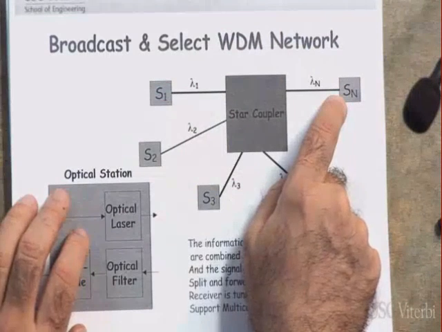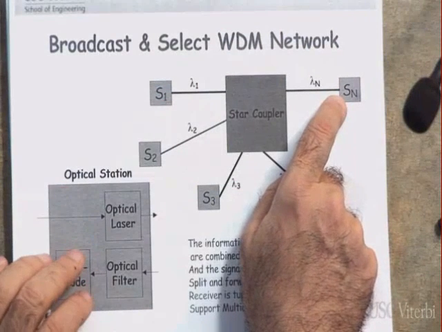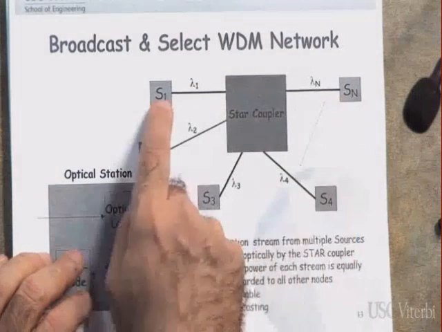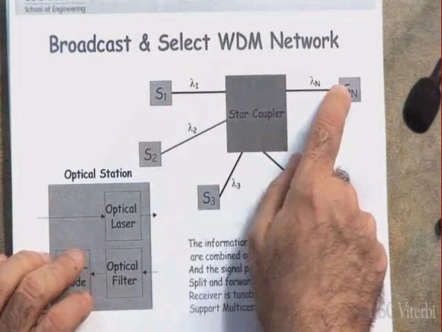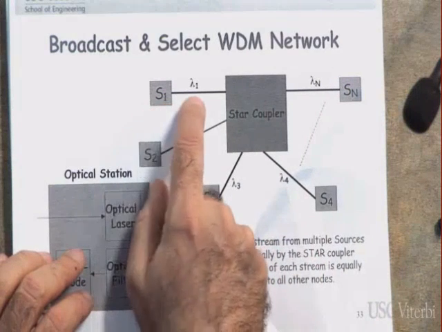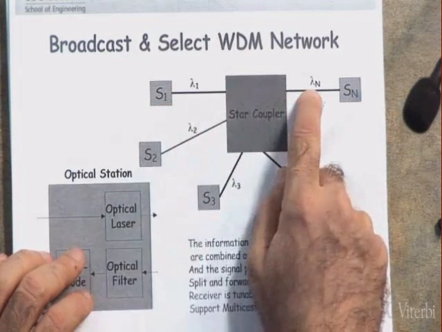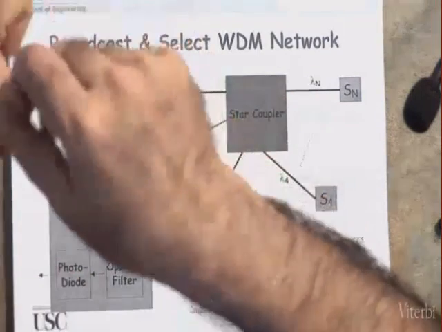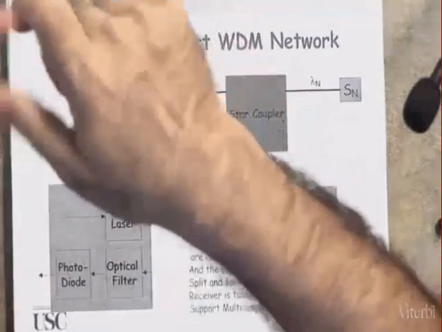Now, if this one wants to send information to this one, tell me what is going to happen. This one is the sender, this one is the receiver. Where is he going to put the information? He will put the information on lambda 1. What is this one receiving? He is receiving lambda 1, lambda 2, lambda 3, and lambda n.